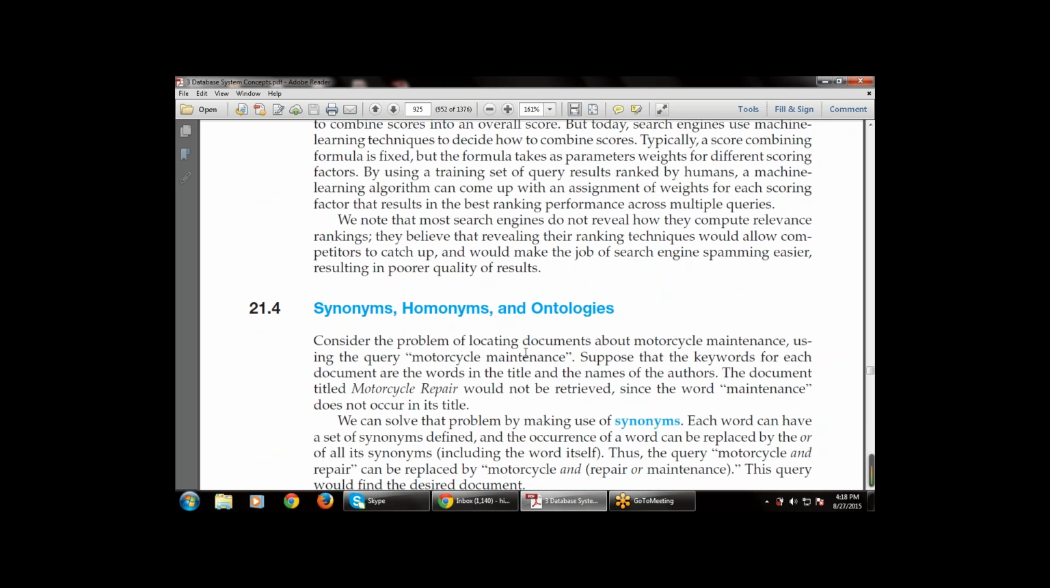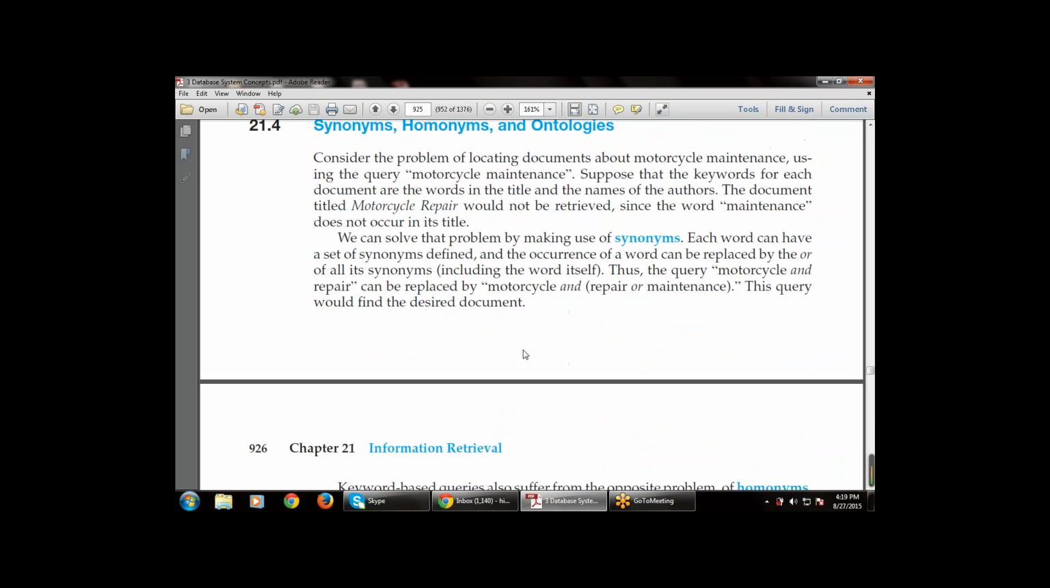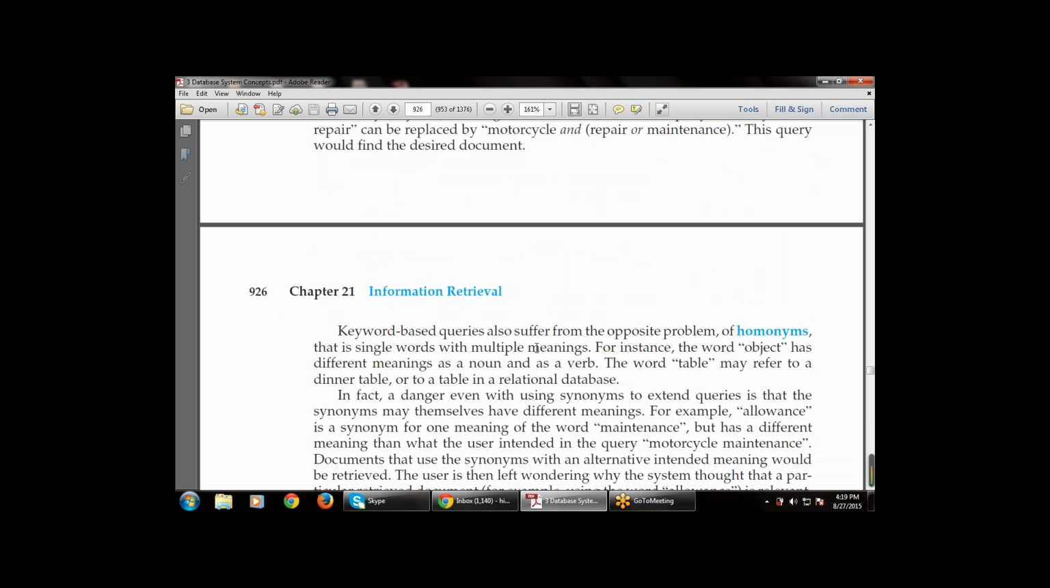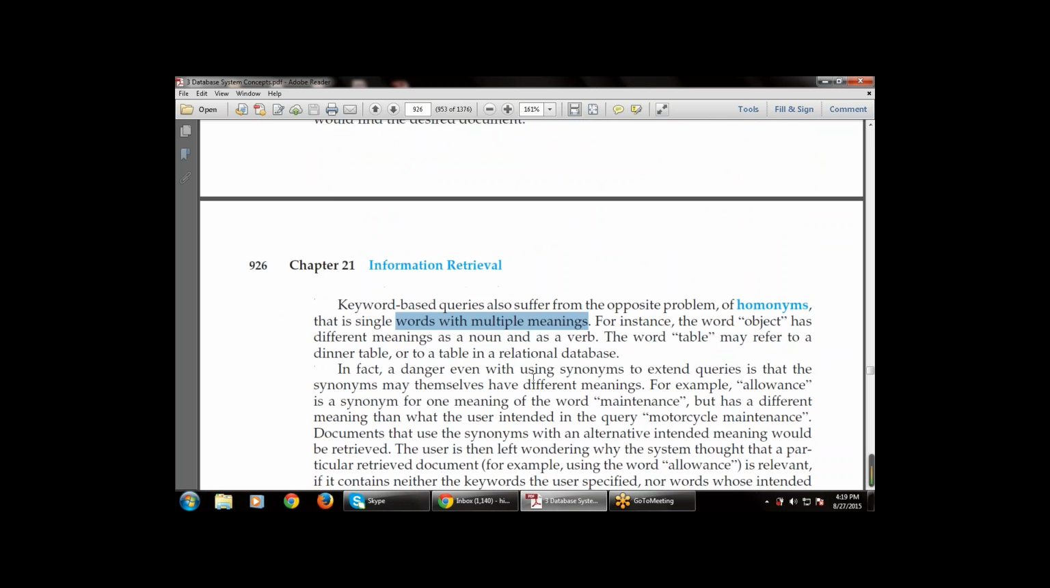Synonyms means different words have the same or very similar meaning. In the same way, there are homonyms, where a single word has different meanings, that is, a single word with multiple meanings.